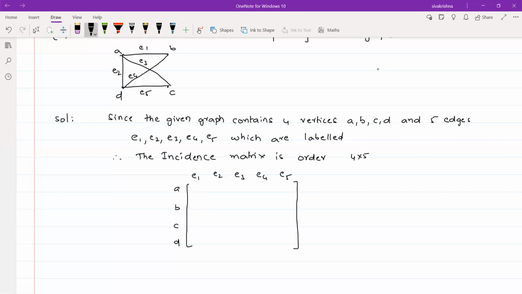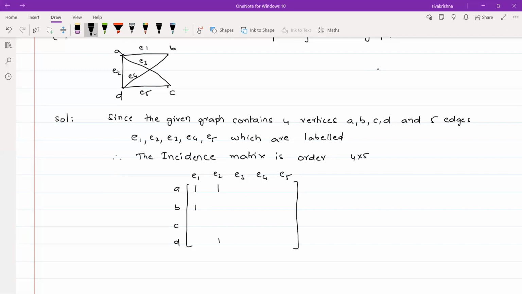So coming to the first element, that is A, E1. Is the edge E1 incident on the vertex A? Yes. E1 is incident on both the vertices A and B, so we have to write 1 here and also 1 here. Okay. Coming to the next, the second element: is the edge E2 incident on the vertex A or not? Yes, it is incident, so we have to write 1. And E2 is also incident on D, so in place of D corresponding to E2 we also write 1.